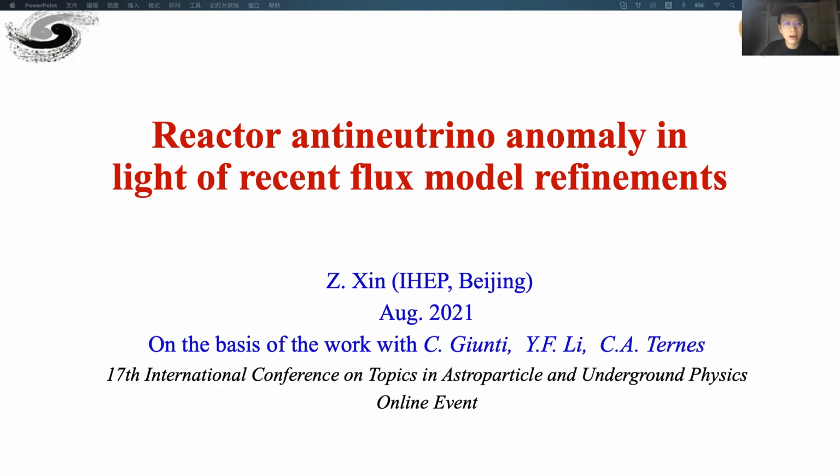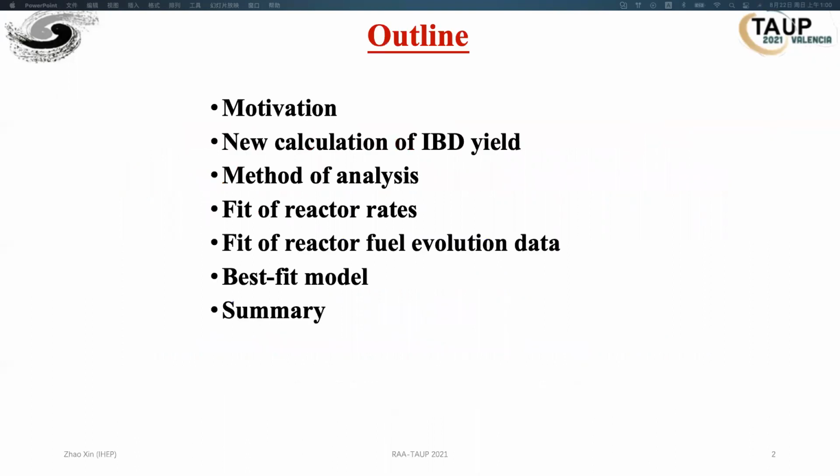Today I'm going to talk about reactor antineutrino anomaly in light of recent flux model refinements. Okay, here is our outline. I will introduce our motivation, new calculation of IBD yields for different models, the fitting method, and the fitting results based on reactor rates and reactor fuel evolution data. Then we will test the best fit model. And at last, I will summarize the concluding remarks.